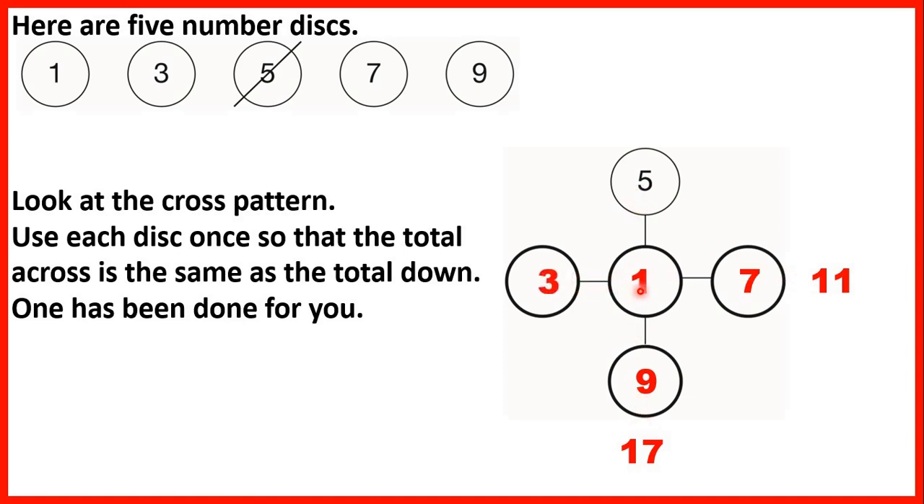So if we move some of our counters, here we have 5 plus 1 plus 9, so that's 15, so still not the same total across and down. And if we move these, we now have 3 plus 1 plus 9, so that's 13, and then if we look down, we have 5 plus 1 plus 7, so that's 13 as well. So now we have the correct answer, because we have the same total across and down. We could also move the 3 and the 9, because that would still be 13, and the total down would still be 13 as well.